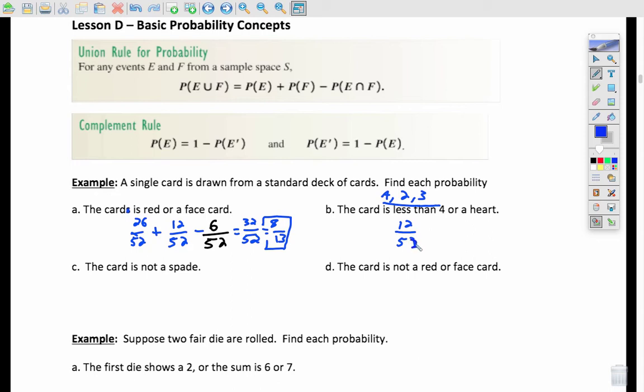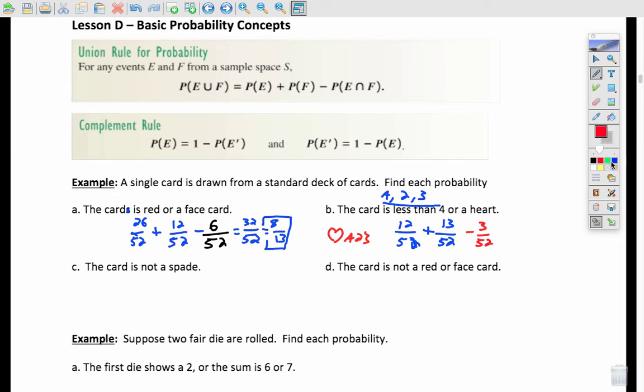Now, the catch with the heart is that there's 13 of those. There's always 13 of every suit, so I've got to add in the hearts. But the problem is I am double counting 3 cards. I am double counting the cards that are not only less than 4, but they're also hearts. So the ace, 2, 3 of hearts, I'm double counting here. So I have to subtract those out, all 3 of those. 3 out of 52.